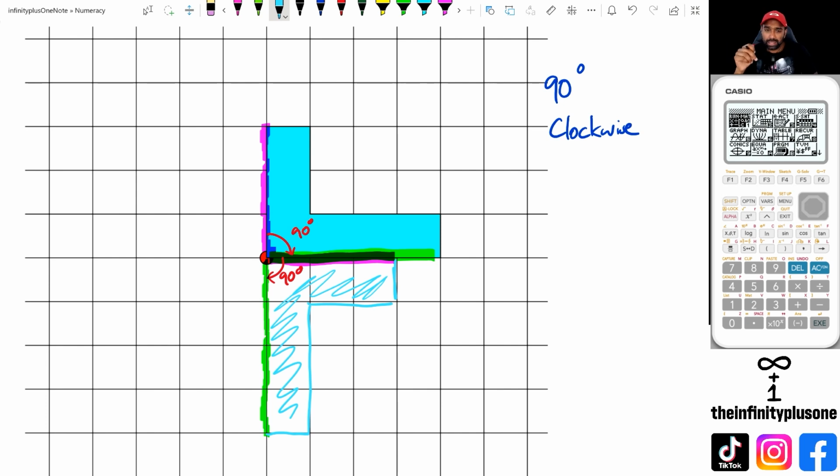In the next video, we'll have a look at what happens when the point that we want to rotate from is not on the object, but away from the object. We'll have a look at that in the next video.